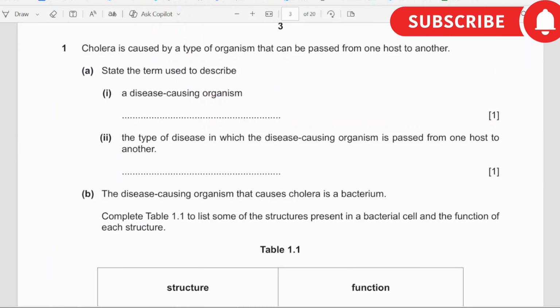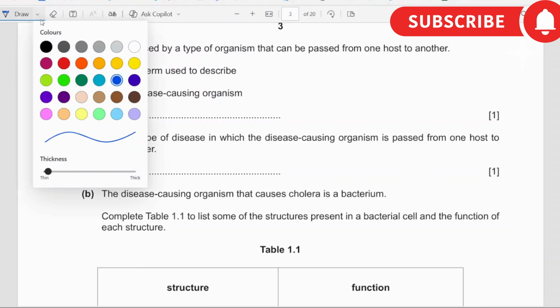First question is about pathogen. Okay, cholera is caused by a type of organism that can be passed from one host to another. State the term used to describe a disease-causing organism. Pathogens.